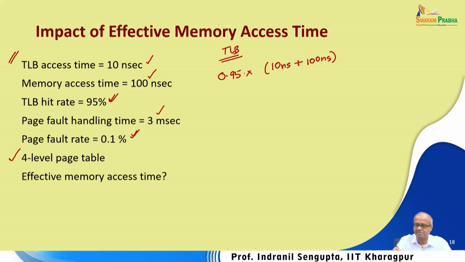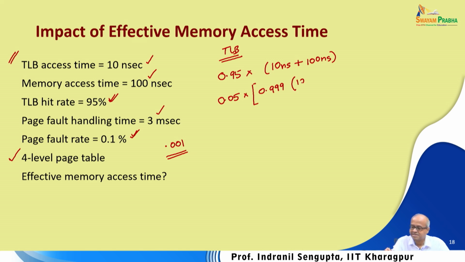But if it is not in the TLB, it is 0.05, a 5% chance. So, 0.05 will be multiplied by what? Not found in the TLB means we have to search the page table. Now, there you can find the page, or it can result in a page fault. So, the page fault rate is 0.1%, which means 0.001. So, 0.999 is the fraction of time where the page will be found in memory. Now, if it is found in memory, then what will be the access time?